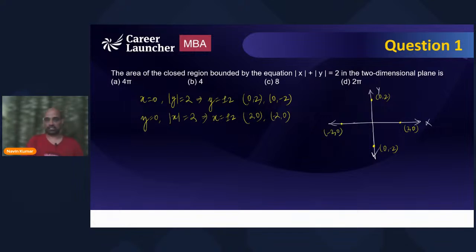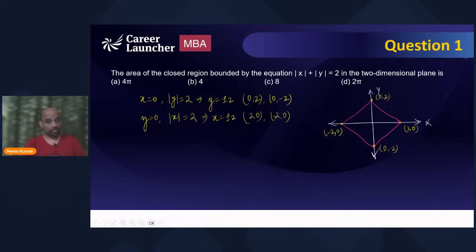And after this, we will have to join these four. Now, the shape that we will be getting from here is going to be a rhombus. Why a rhombus? Because a rhombus is a figure whose diagonals are perpendicular to each other, right? So we have this particular shape where the diagonals are perpendicular to each other. And along with that, all the pairs of adjacent sides are also equal. So this is going to be a rhombus.